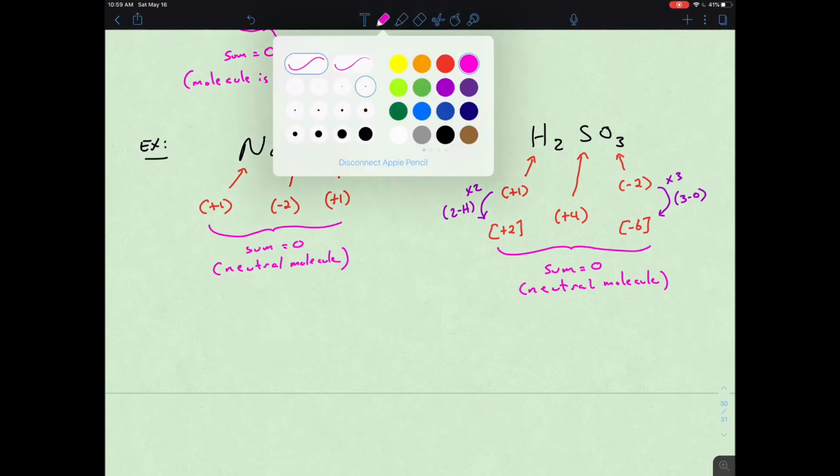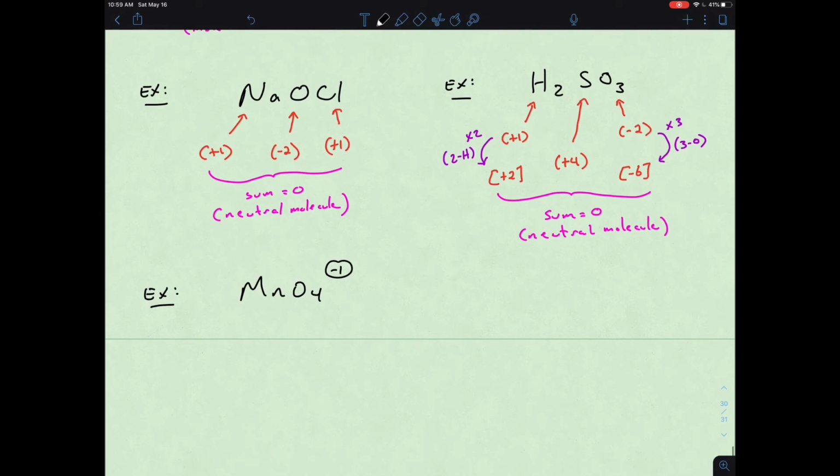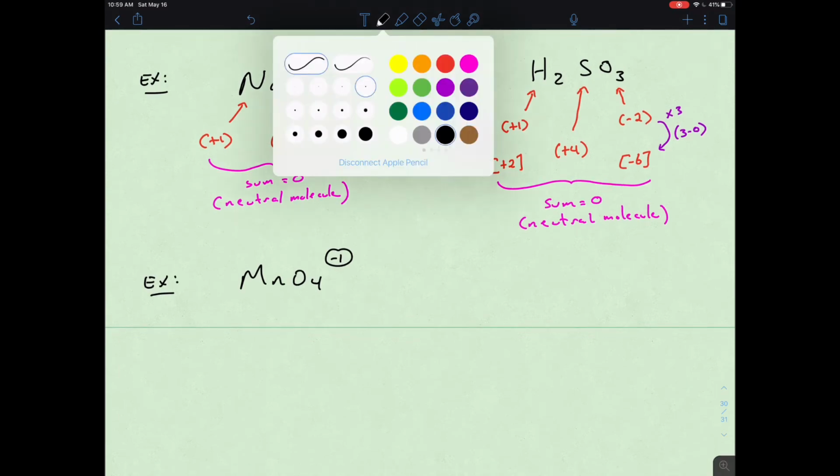Do at least one more here. Here's manganate. If we look at this particular molecule, we now see that we actually do have a charge associated with it.